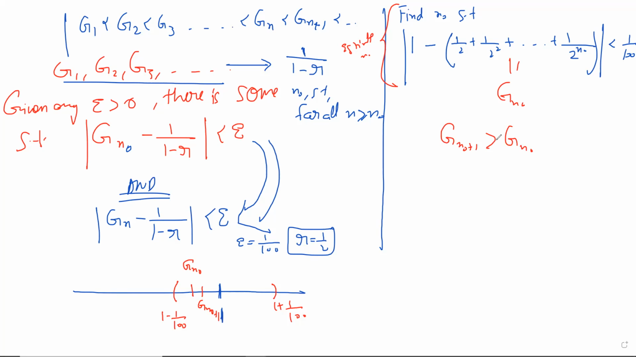So my point is that if you can find some n naught for which the difference is less than 1 by 100, then that's it. For the rest of the terms after that, you need not check.